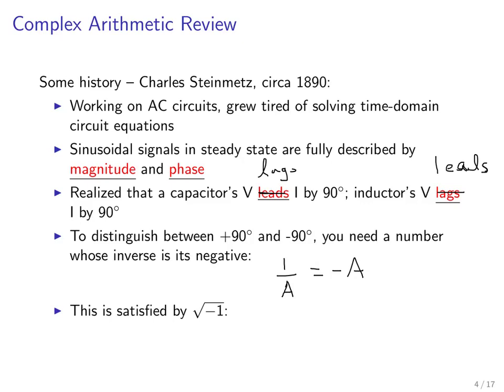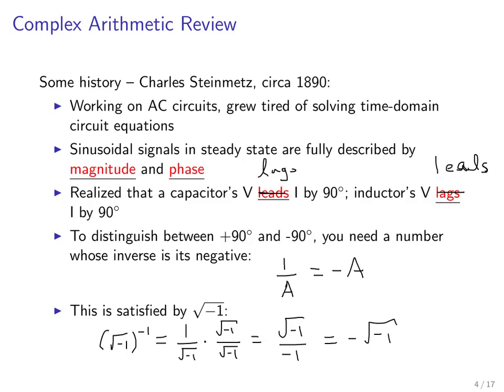So let's show that. The square root of minus 1 inverse is equal to 1 over square root of minus 1, obviously. So it's 1 over square root of minus 1 times square root of minus 1 divided by square root of minus 1, which is equal to square root of minus 1 over minus 1, right? Because the two square root of minus 1s cancel out, and we get minus 1 from those, which of course is just equal to minus square root of minus 1. So this is a number whose inverse is its negative.